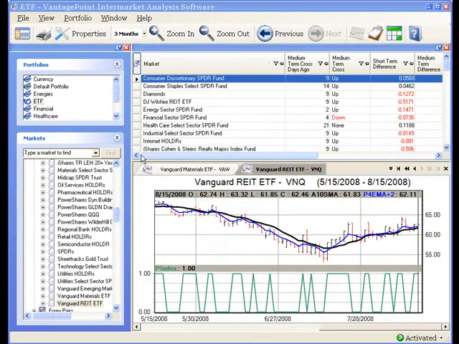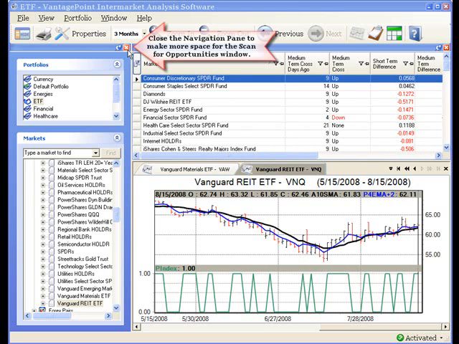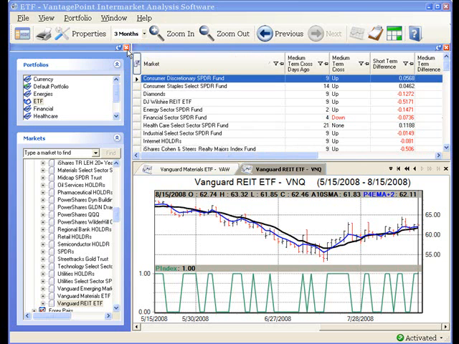The results of the scan are shown in the top window. I'm going to click on the red X to close the navigation pane, and this will create more room for the Scan for Opportunities window, allowing us to take a closer look at these results.